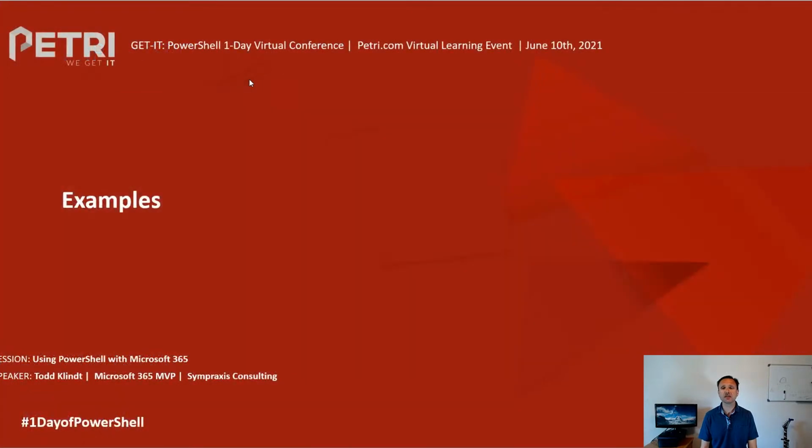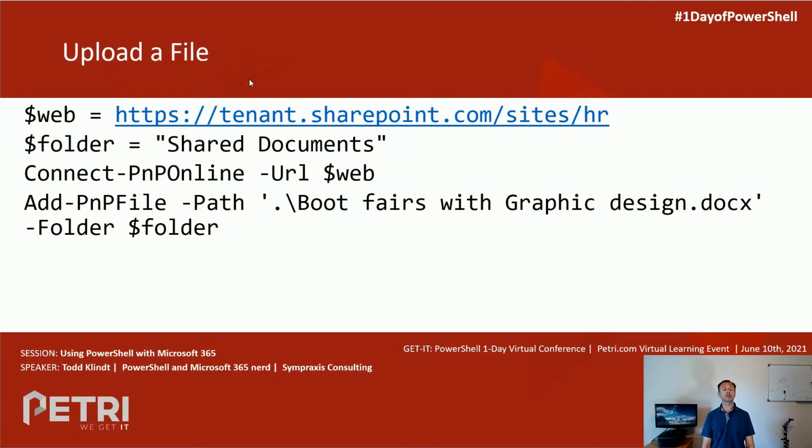All right, for the last 5 minutes, I'm going to talk about some examples. Again, I don't have time to do demos, but I wanted to just give you some ideas on ways you can use PnP PowerShell. So this is a pretty common one I get, is wanting to upload a file. Honestly, uploading a file is not that helpful, but uploading a bunch of files is super helpful. So you can take this and run with it.